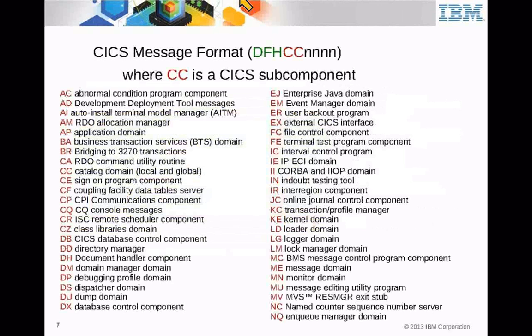For example, if it was EJ, enterprise Java domains are involved. Let's pick another one. Let's say it's CR. This is the inter-system communication remote scheduler component, where two CICSs can be talking to each other. They could be in totally different companies. That happens a lot. Let me give you an example.